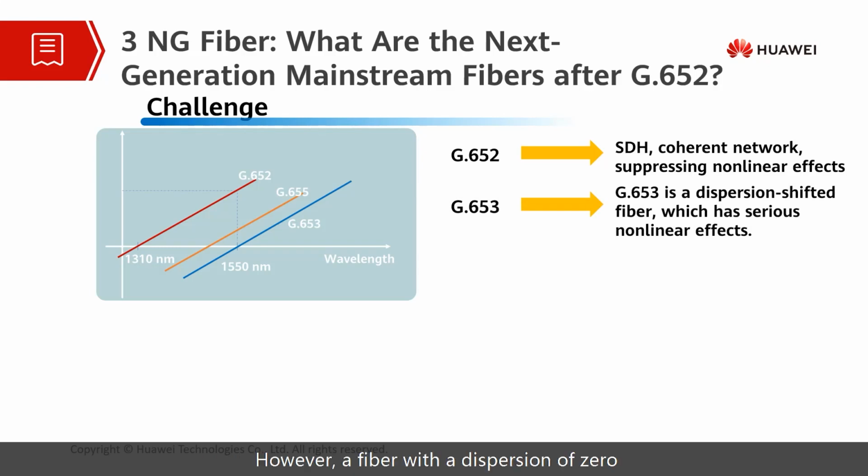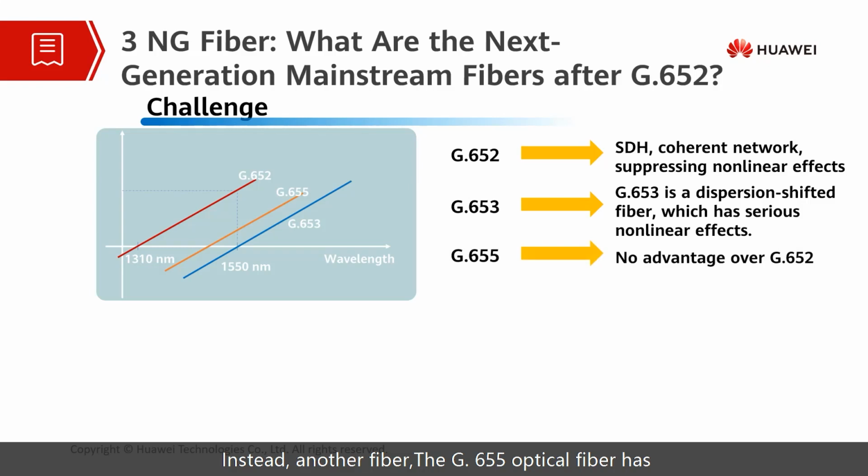However, a fiber with a dispersion of 0 can easily cause nonlinear effects like four-wave mixing. The nonlinear effect is not good for the DWDM system. We will introduce the nonlinear effect in the next chapter. As a result, G.653 optical fibers soon became obsolete. Instead, another fiber, the G.655 optical fiber, has the minimum attenuation near the wavelength of 1550 nanometer, and the dispersion is also small, but it's not zero. Therefore, the G.655 optical fiber can be used in the WDM system.